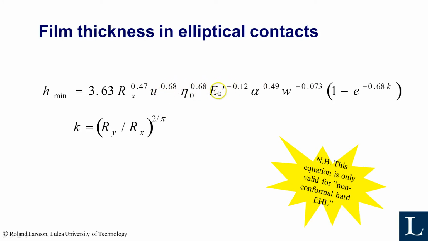In this case the Young's modulus is more important, the load is even less important, and here you have a term taking the ellipticity into account. The ellipticity is defined as the ratio between the combined radius in the y direction and in the x direction, and you can compute it in this way approximately. So by using these two equations, you can compute the film thickness in an EHL contact pretty well.